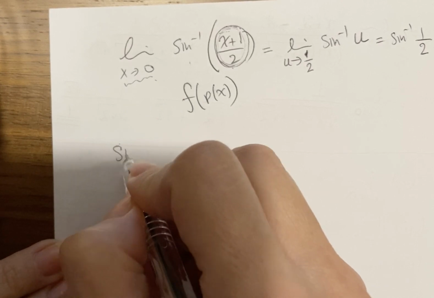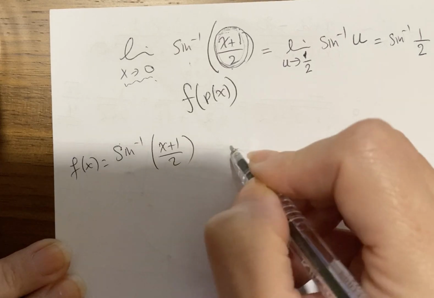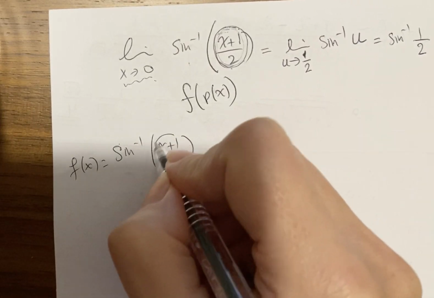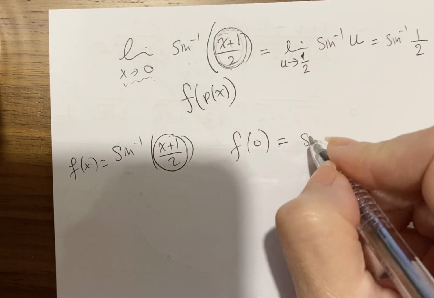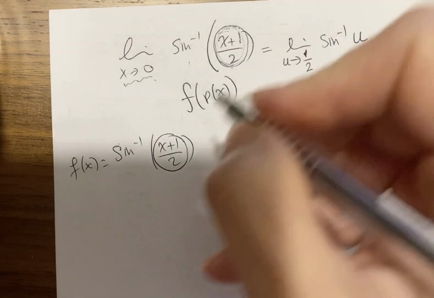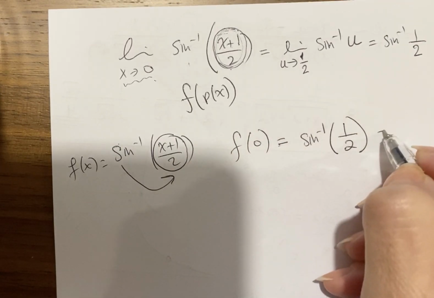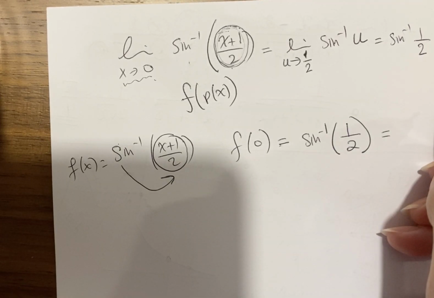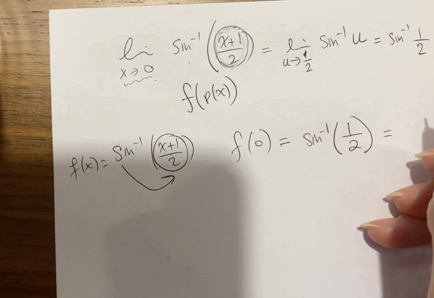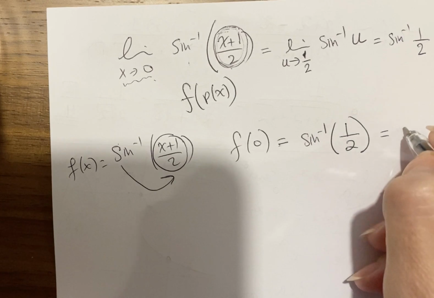How do you find sine inverse of (x plus 1) over 2? Let's suppose this is your function. How do you find f of 0? Normal composition. You plug 0 in the inside first, and the answer will be half. Then you apply sine inverse on the answer. So sine inverse of half. What is sine inverse of half? It is pi over 6, 30 degrees.